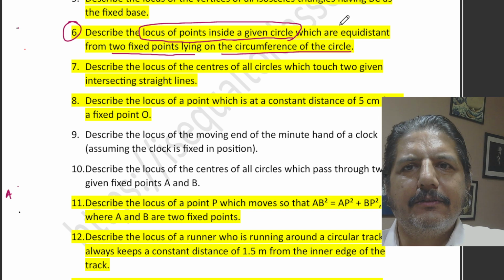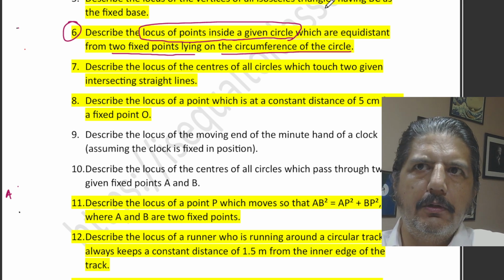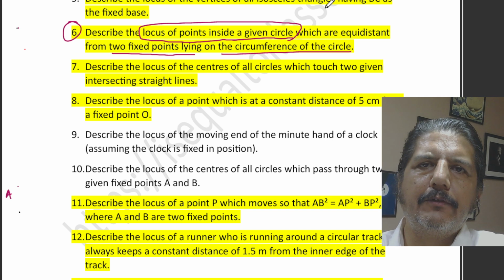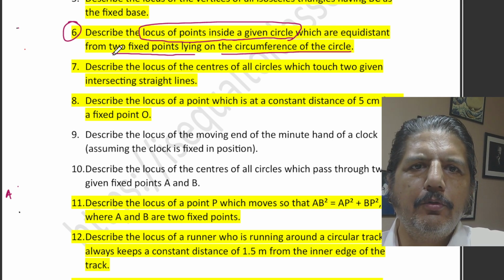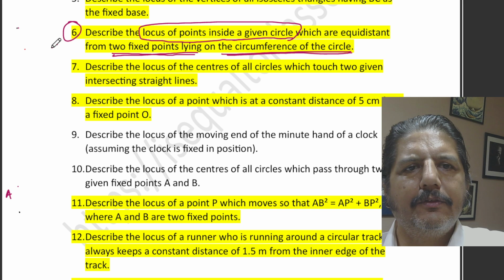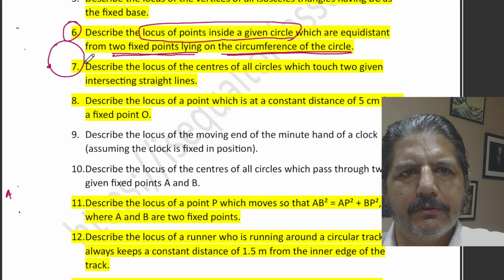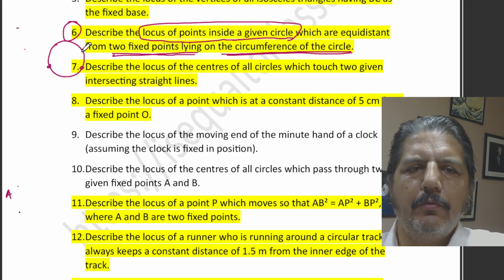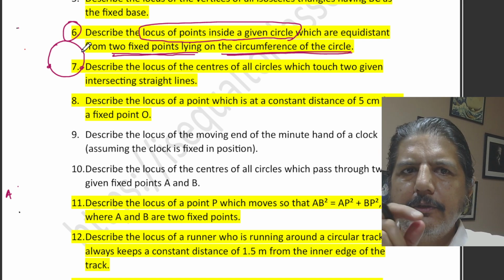And then what is the condition? The condition is that these points, the locus of the points that we need to find, are equidistant from two fixed points lying on the circumference of the circle. So, for example, if this is a circle and two fixed points lying on the circumference of the circle, there will be these 2 points. Now we have to find the locus of the points which would be equidistant from these 2 points.